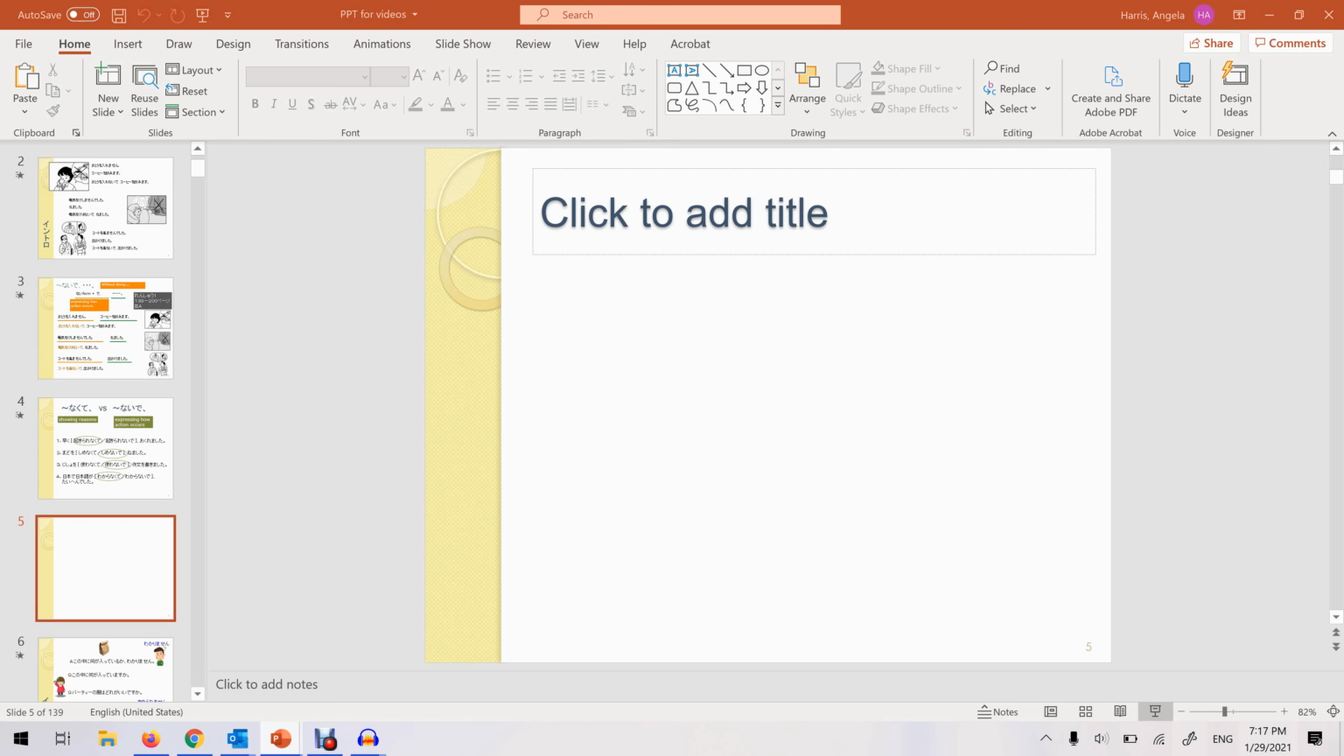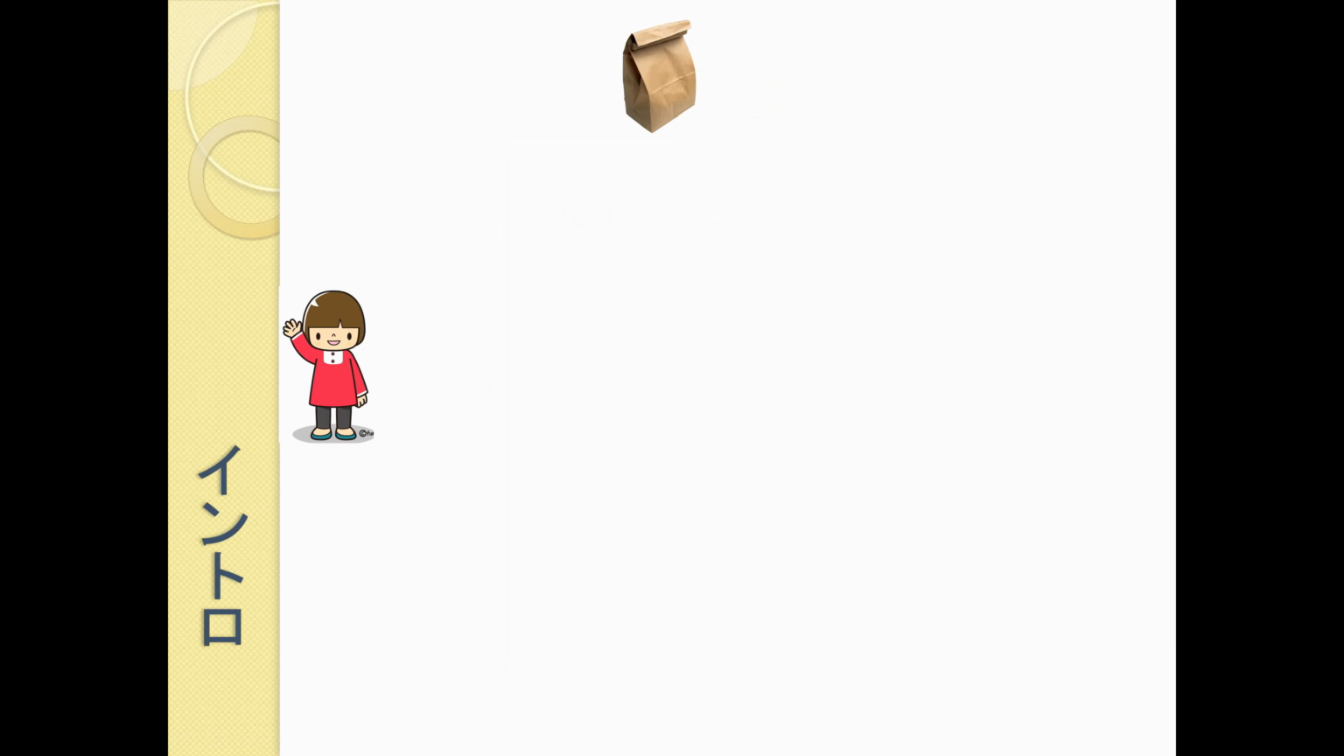Alright, let's take a look at our next new grammar point for this chapter. So here we have some kind of bag. What's inside?